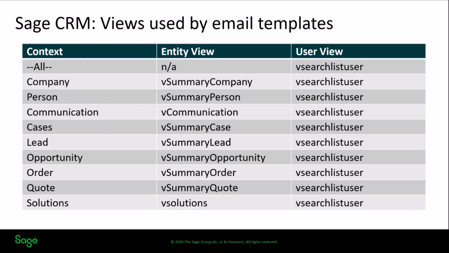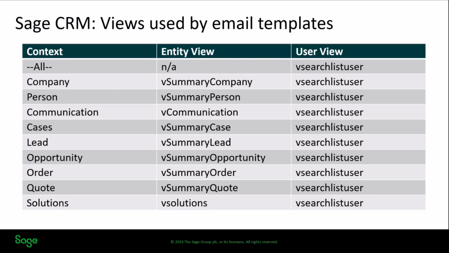And so if a view encompasses a particular table and you add a field to that table, that new field will become available inside the mail merge as well. So this is where it becomes extensible.